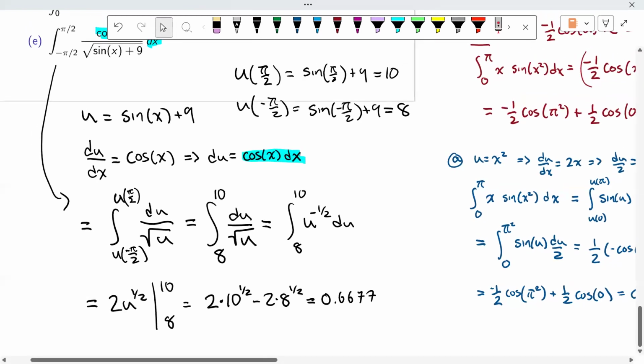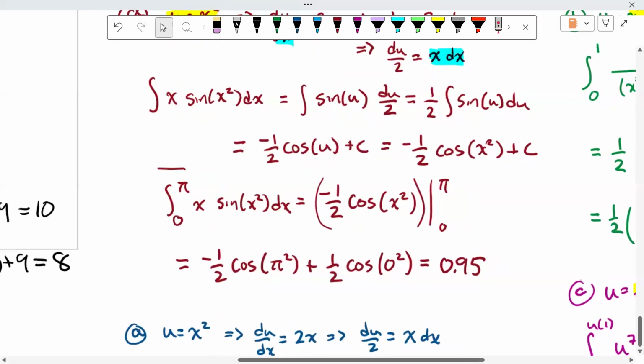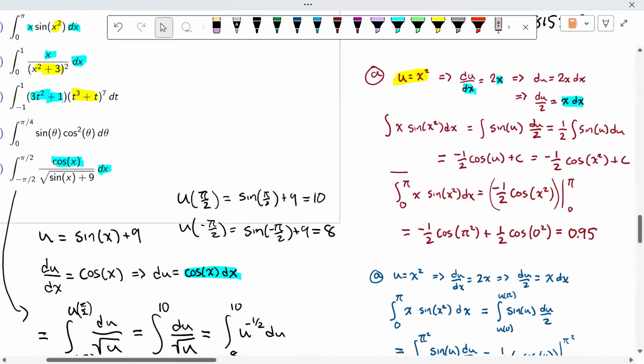So any questions on this? This is u substitution. Yeah, Lee. I don't prefer. I have no preference. You can do whatever you feel most comfortable with. So if you like the first method where you just do the indefinite integral and then plug in, that's fine with me. I don't care.